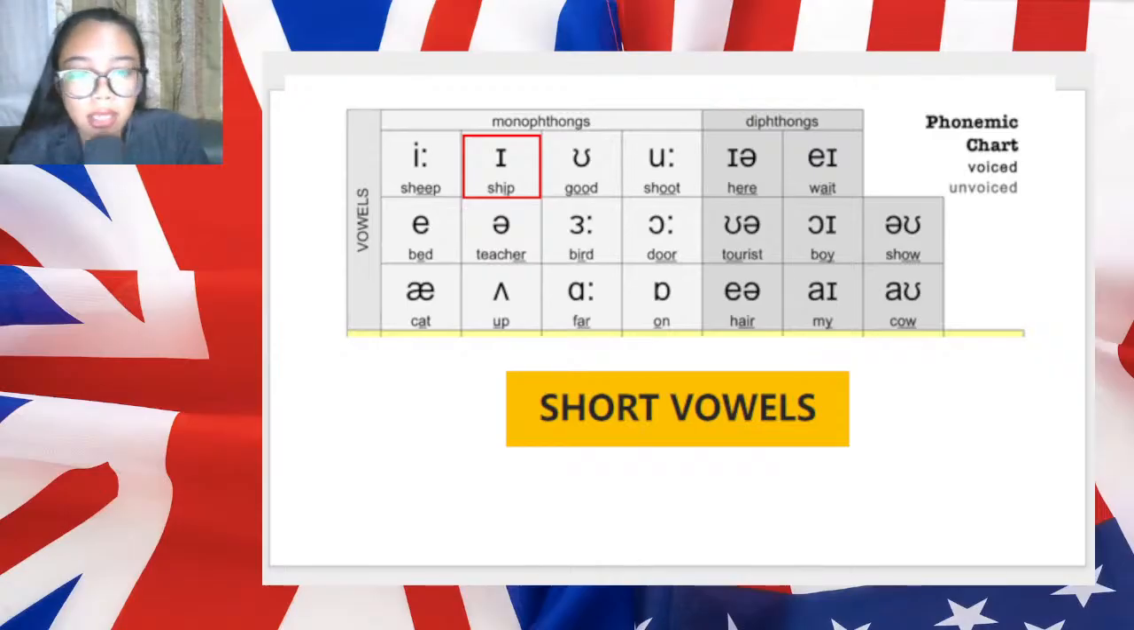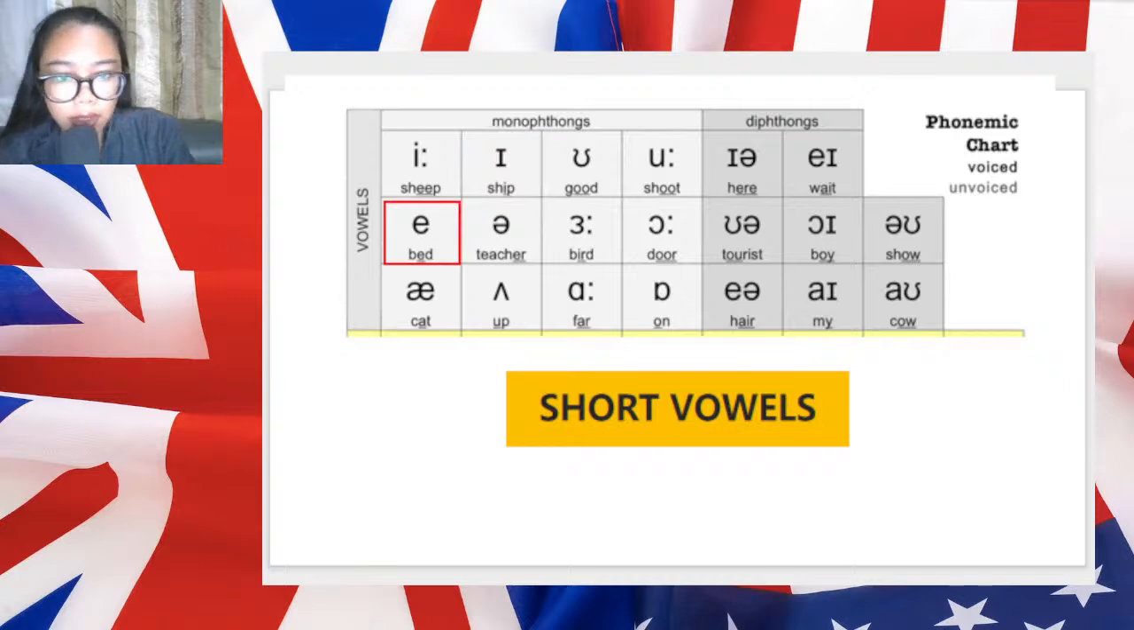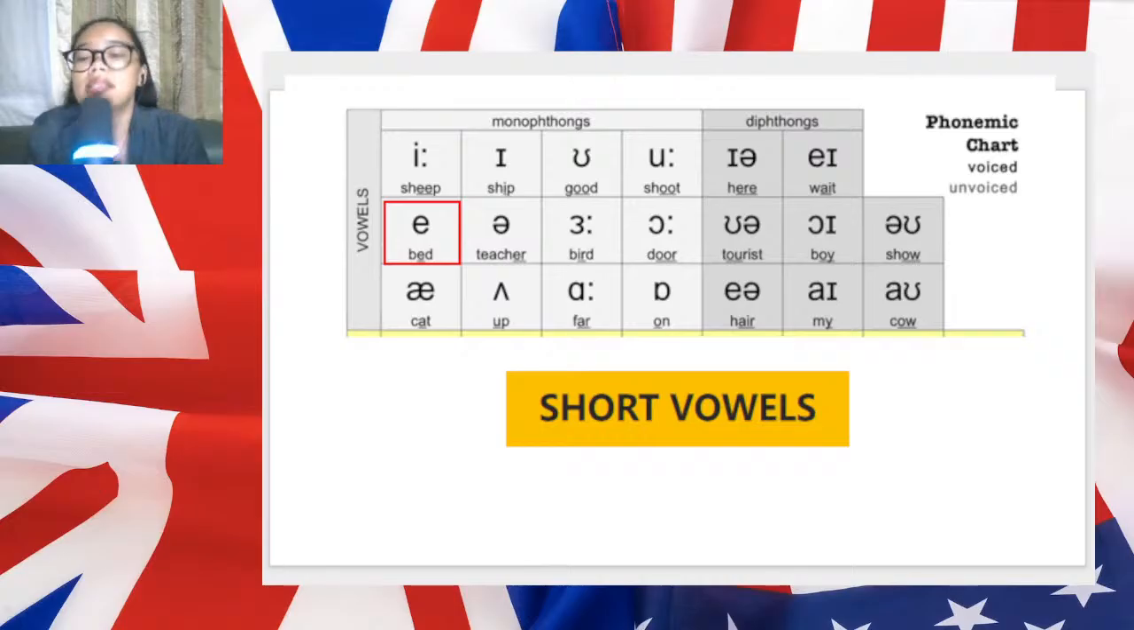All right? Okay. Let's move on immediately to the second short vowel sound. That's the sound as in bed. This is the sound you hear in words like red, ten, friend. Yes, even with the spelling of friend, the i e in the spelling is pronounced as e. Okay? Friend. Now, how to produce this short vowel sound?